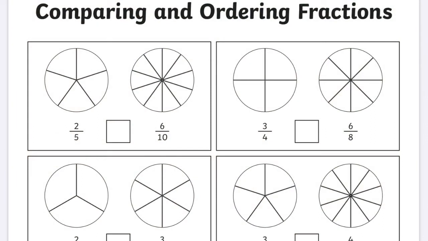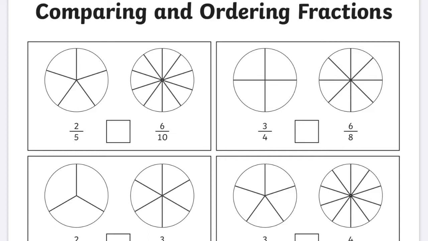Take a look at the question up in the top left corner. Now you can see two visual representations of fractions. You have one of them that's divided into fifths, and another one that's divided into tenths. Notice that the one with the bigger number on the bottom has smaller pieces, so the bigger number on the bottom means the smaller fraction.